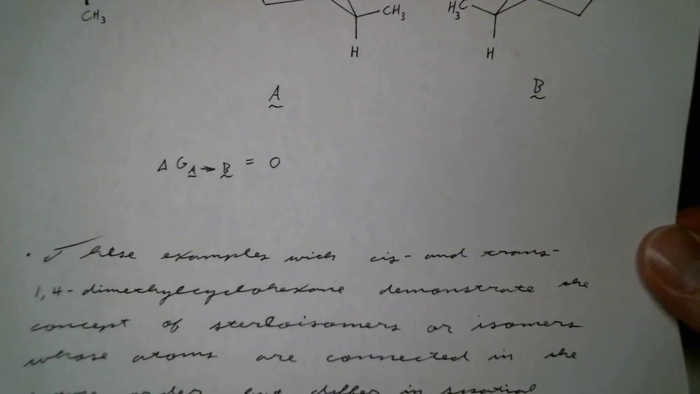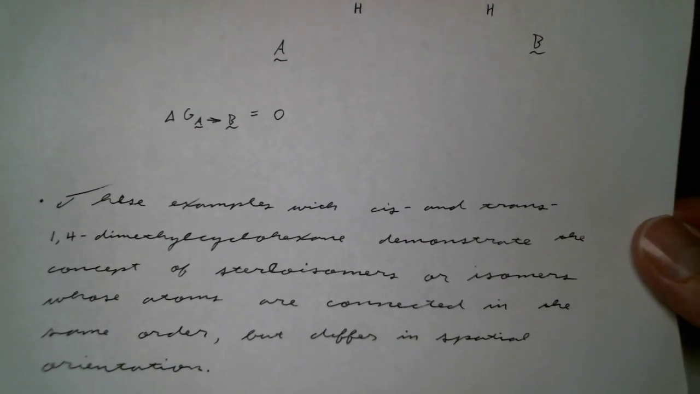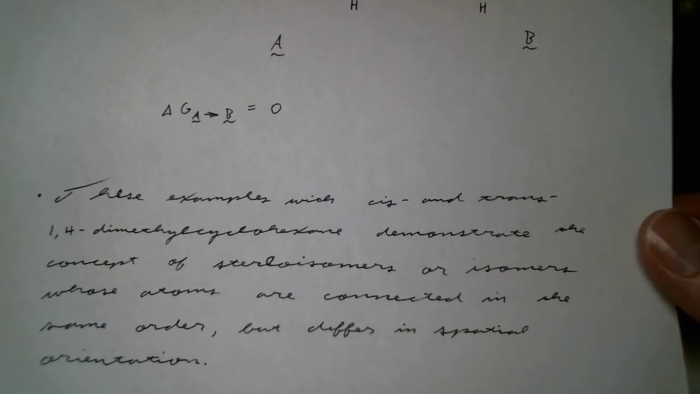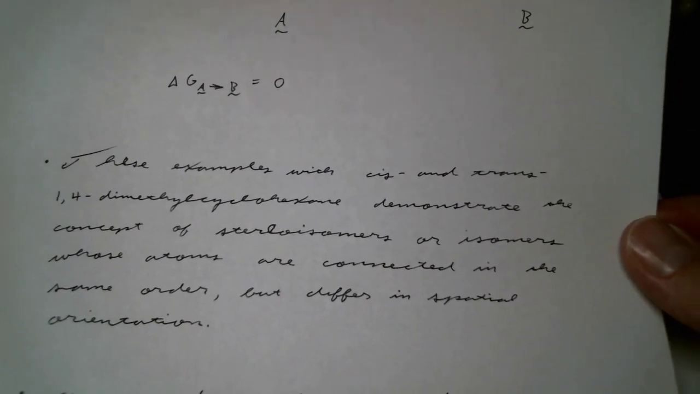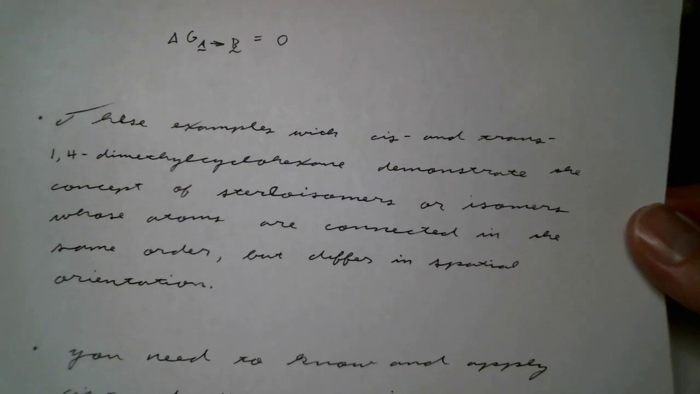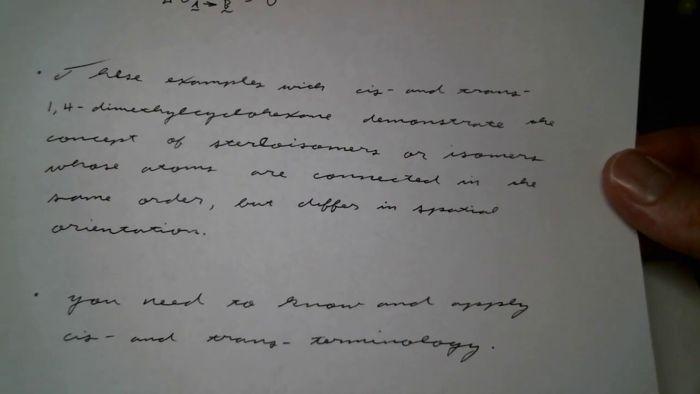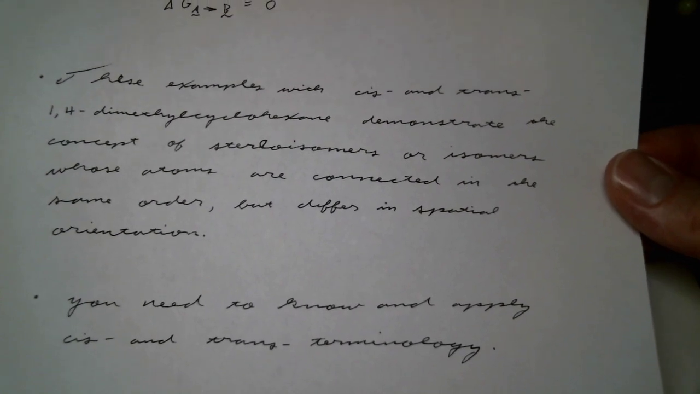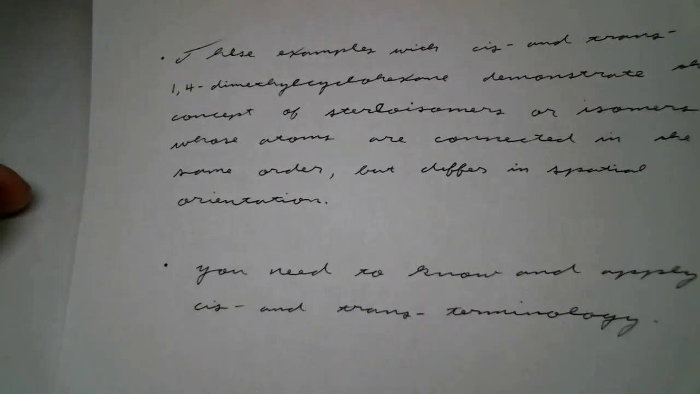So these examples with cis and trans 1,4-dimethyl cyclohexane demonstrate the concept of stereoisomers, or isomers whose atoms are connected in the same order but differ in spatial orientation. This is something we'll talk more about when we get to chapter 5. You need to know and apply the cis and trans terminology. And like I said, we'll go ahead and consider a chair cyclohexane conformer with groups that are not identical.